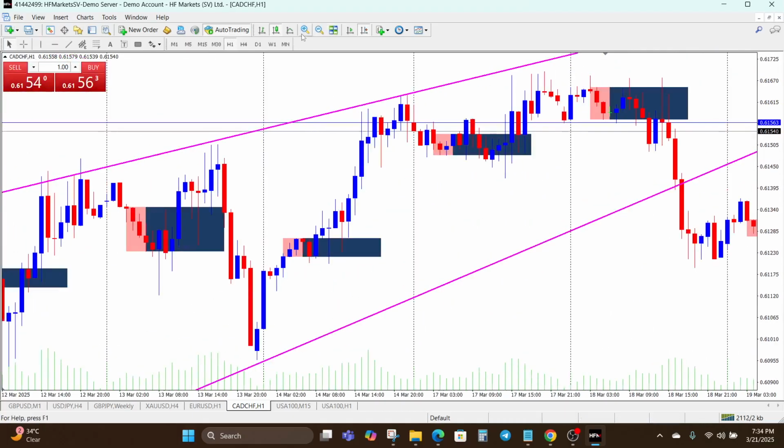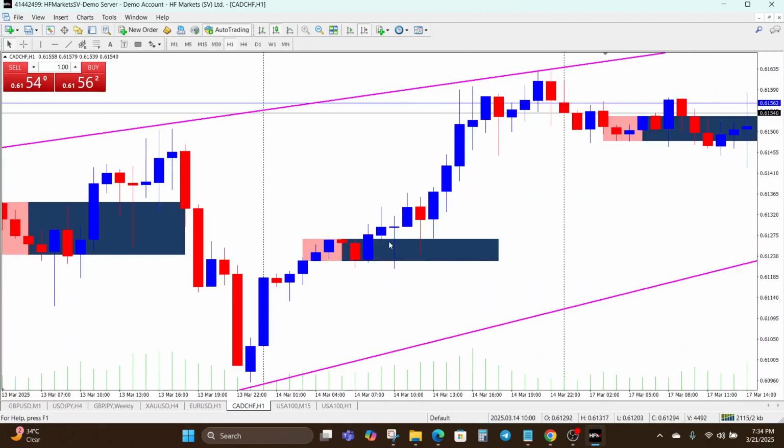Now let us look at this example here. Yes, we had a breakout, and yes, we had a retest, and guess what? You can see this strong rejection candle. So this rejection candle was a good sign. So this would have been a good place to enter a buy trade.